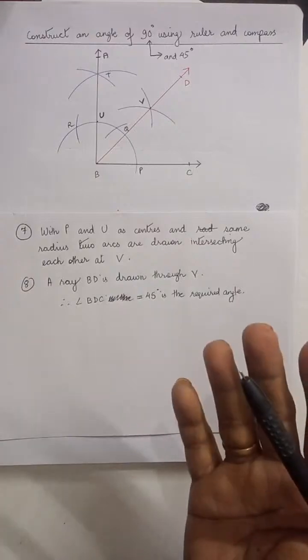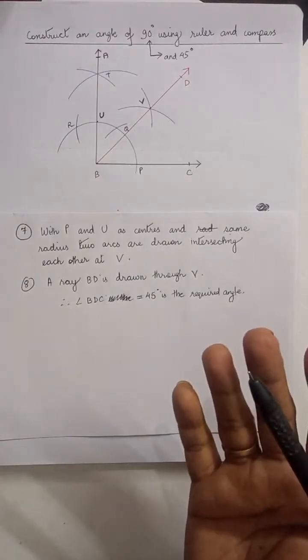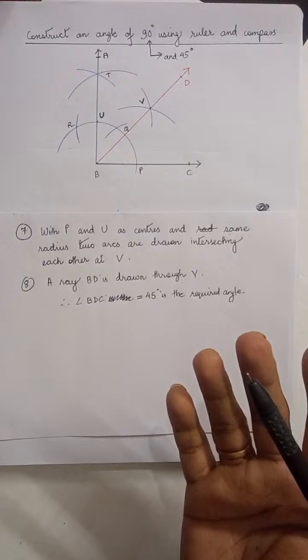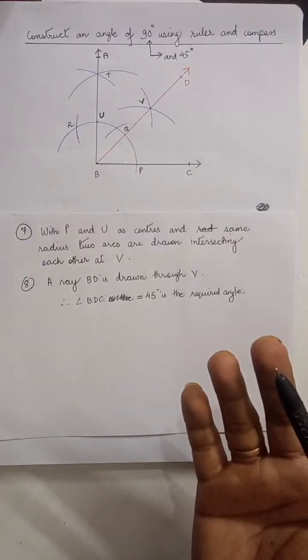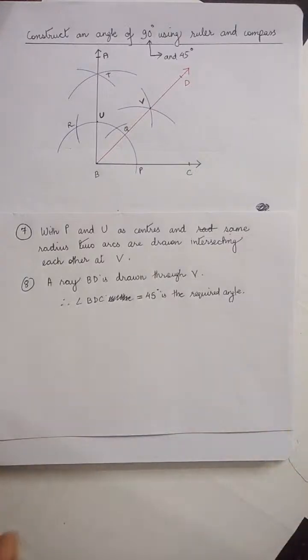Suppose in the question it is said that draw an angle of 35 degree. So what we can do, we have to draw 70 degree first.